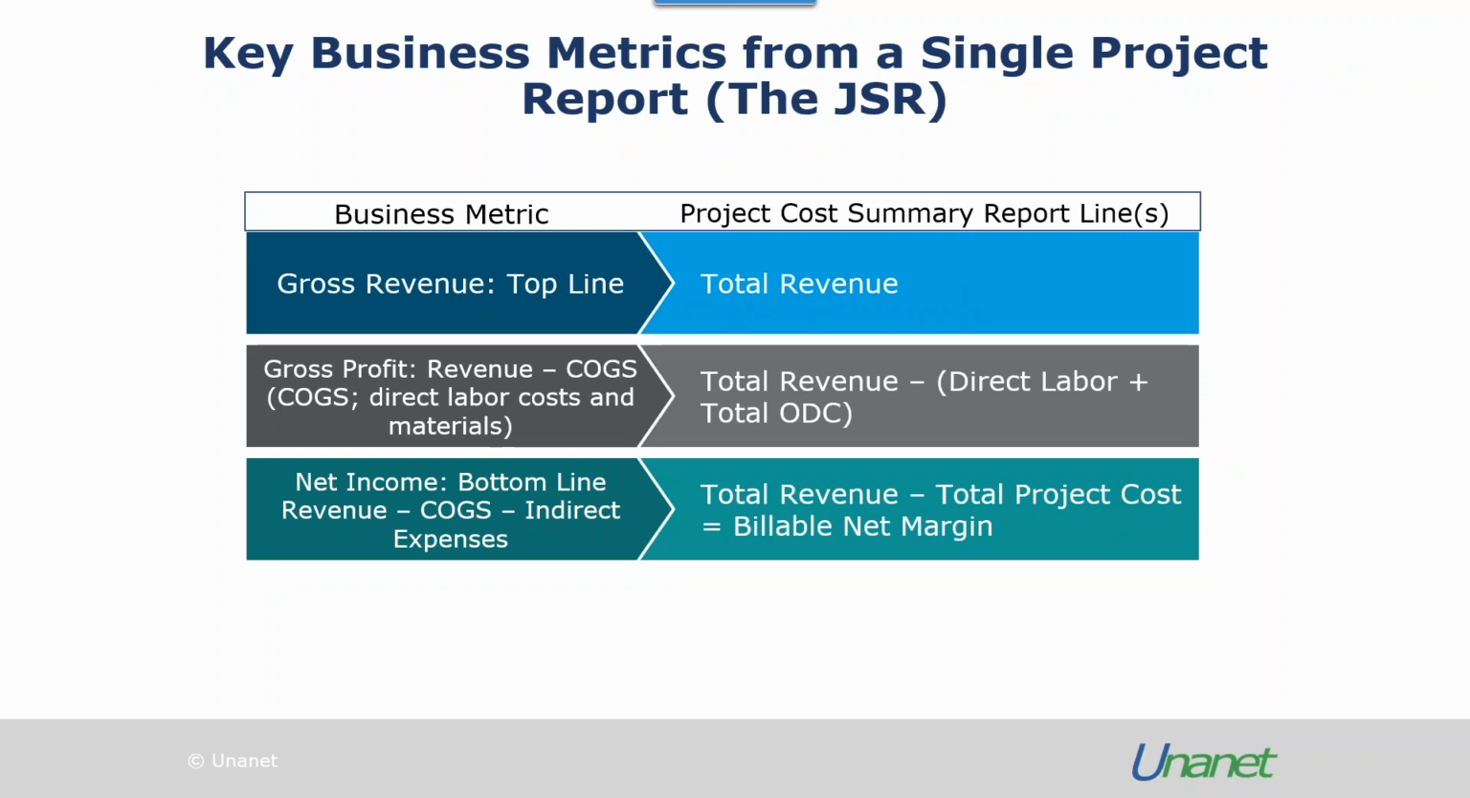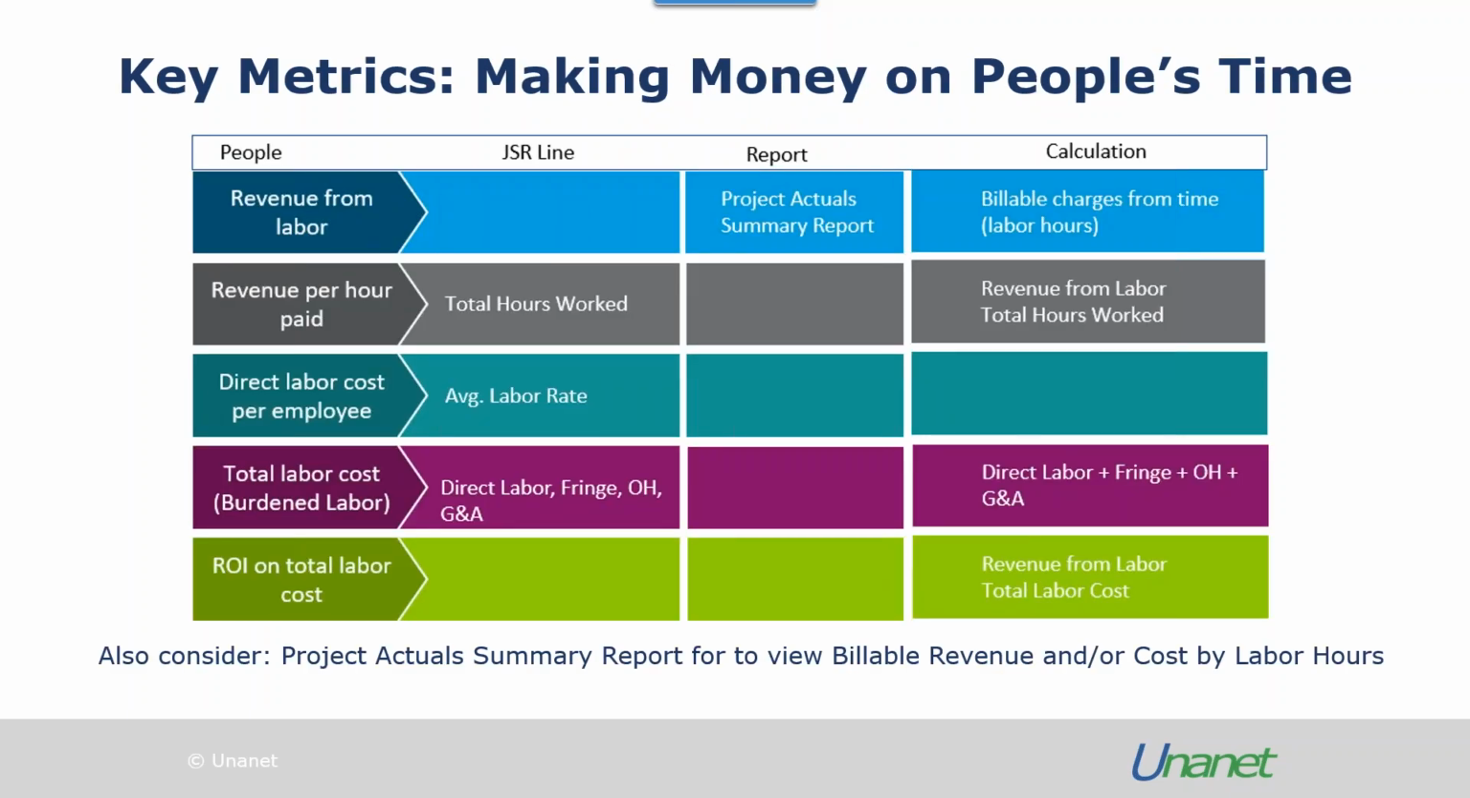And then the following table in the next slide just highlights the various ways that Unanet enables these metrics to be viewed and how they're calculated. So for example, you can view revenue from labor or revenue per hour paid. And again, without going through each line item, the take-home message is Unanet is an extremely powerful tool that displays a vast amount of information in a simple manner. It also has the ability for custom reports that can present the same data in a different way, depending on the metric of interest.